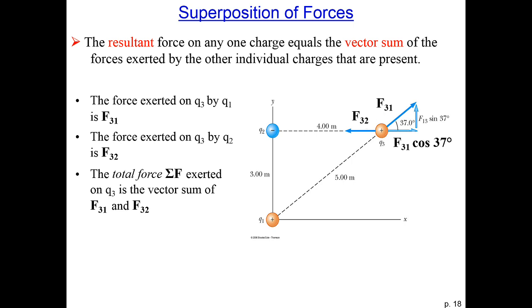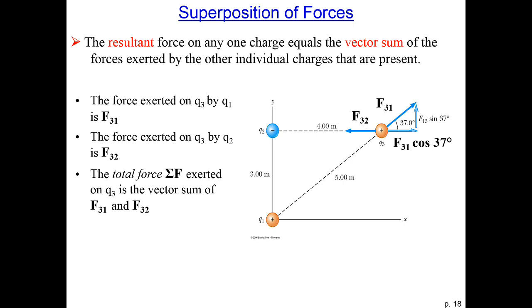This is what is called the superposition principle, and this is a fancy way of saying that the total electrostatic force on a charge is found by adding up all the forces exerted by the individual charges. Remember, forces are vectors, so that means that to add them together, we have to do vector addition. So we have an example here.